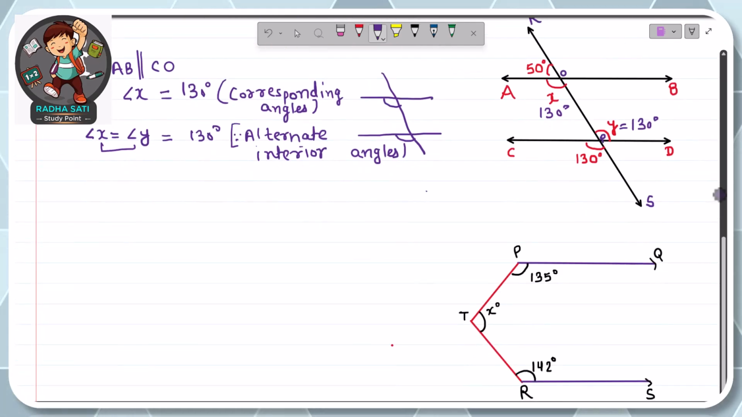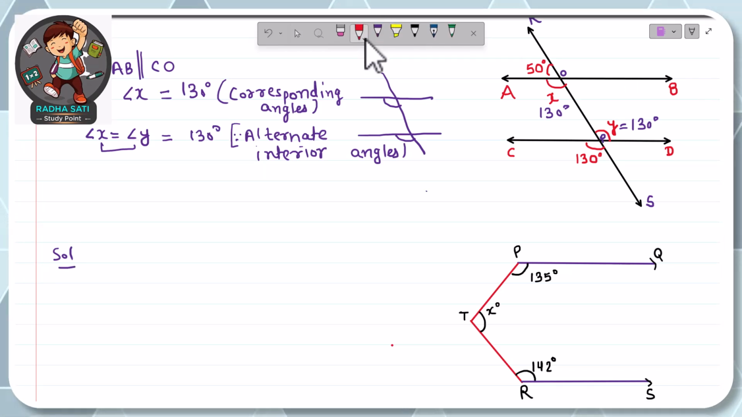Now let's move on to the next question. So in this question you can see that, okay, let me change the color. See, this PQ and RS are parallel lines, and then there is an angle PTR, which is given X degree. So here what we have to find out? X. We have to find the value of X. Okay. So how we will find out? So you can see these two are parallel lines and there is no transversal.